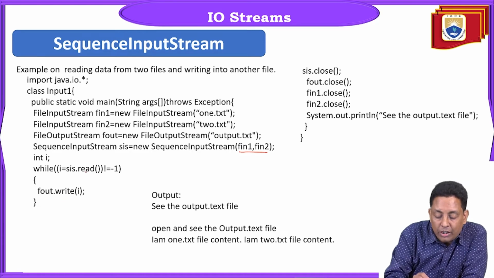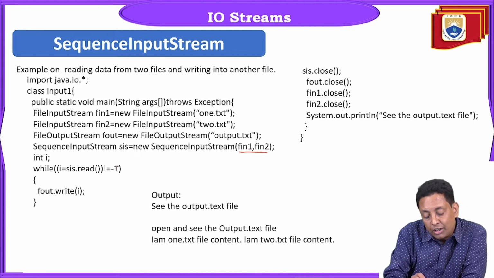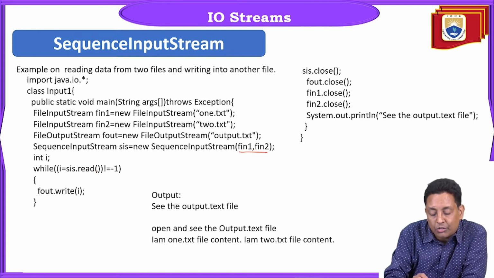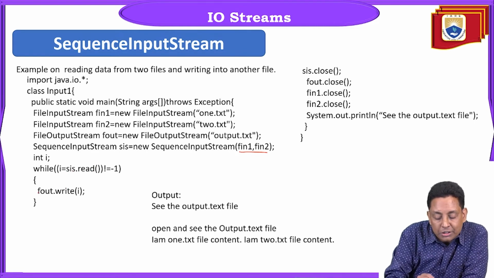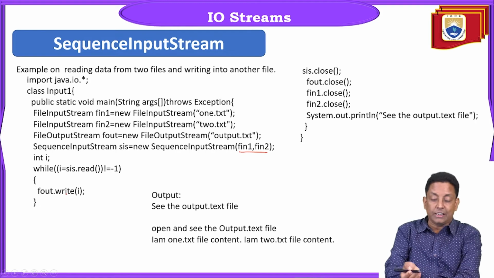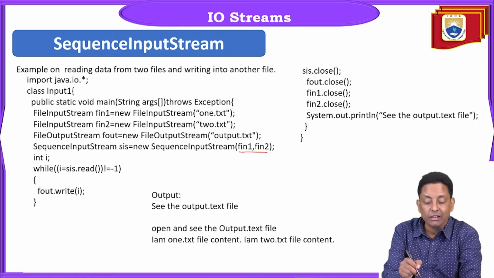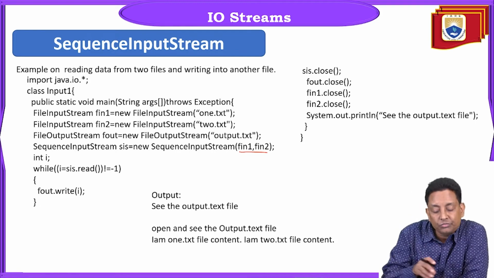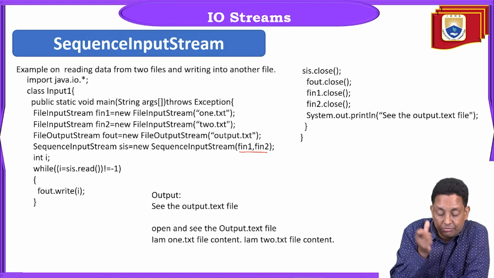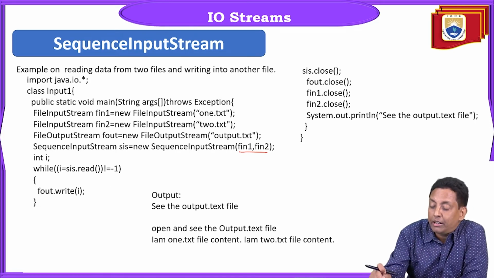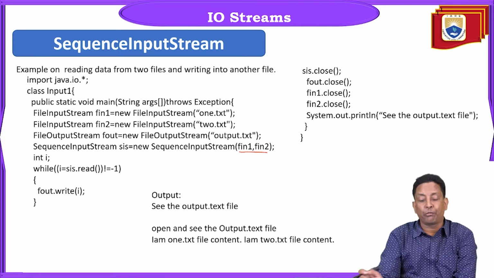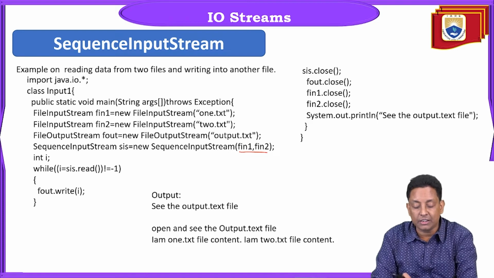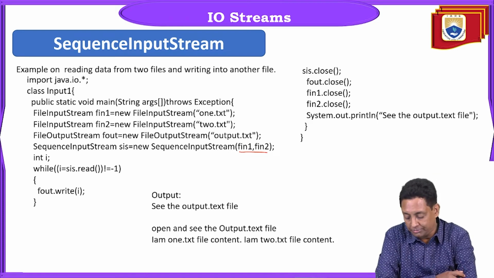Again, every byte will be read, checked, and assigned to i. If it is not equal to -1, the loop will continue. If it is equal to -1, the loop will be terminated. So you need not write a separate read operation next to the fos.write. This itself will read, assign to a variable, and check the condition, everything in that line. That's how we are writing into one file. Finally, the sequence input stream is closed, the output stream is closed, and the two file input stream objects are closed. If you open the output.txt file, you will see the content like this.